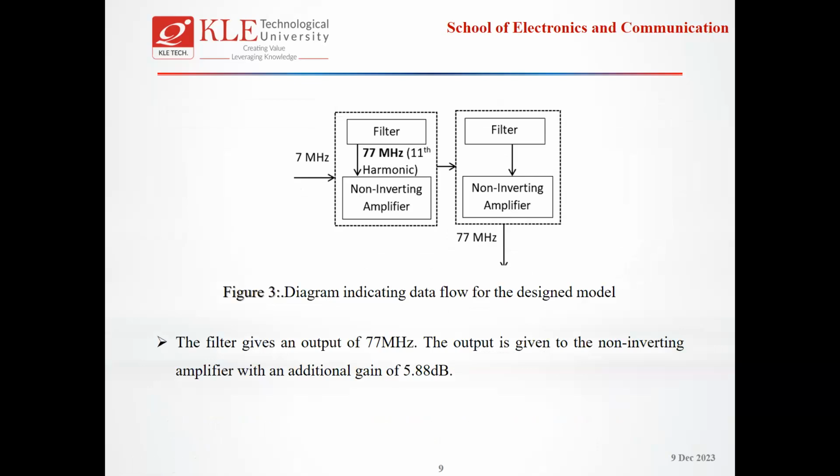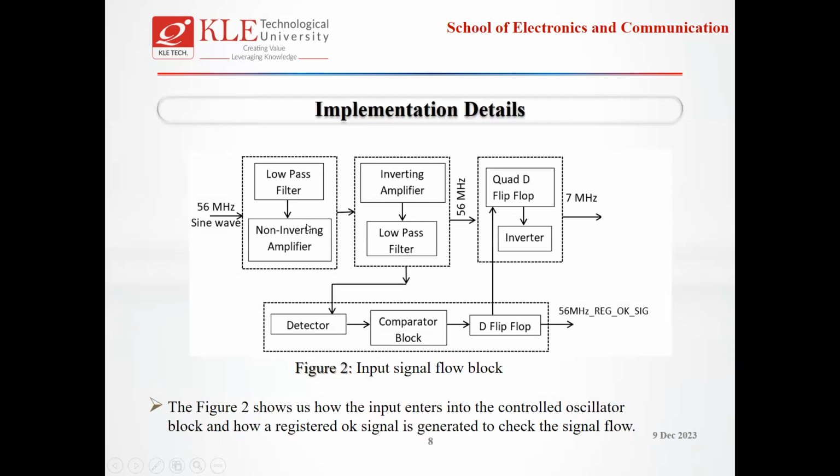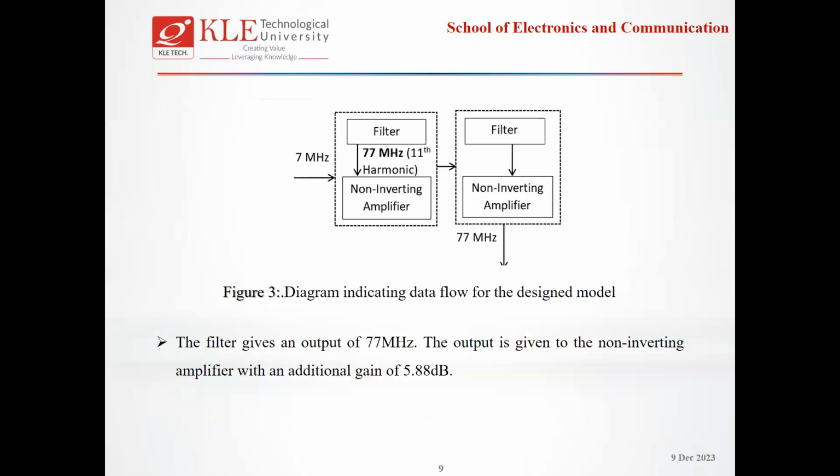So in the next block, we can see that the output of that quad flip-flop is going through another filter. Here we will be using a harmonic filter. Here we will be taking the 11th harmonic of that filter, which will convert this 7 megahertz to 77 megahertz. And we will be giving it into an amplifier circuit to further amplify the signal. And this block is also added to further amplify the signal.